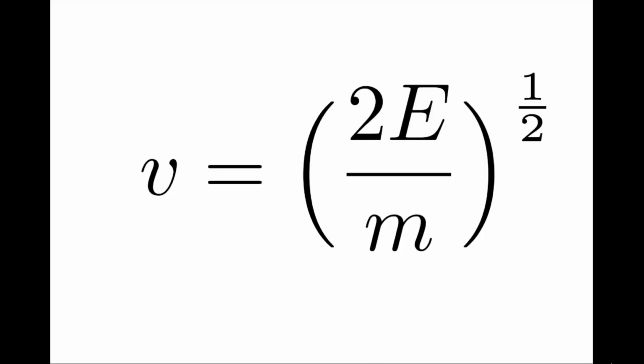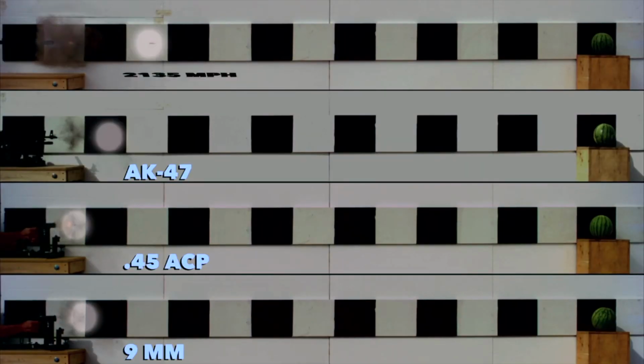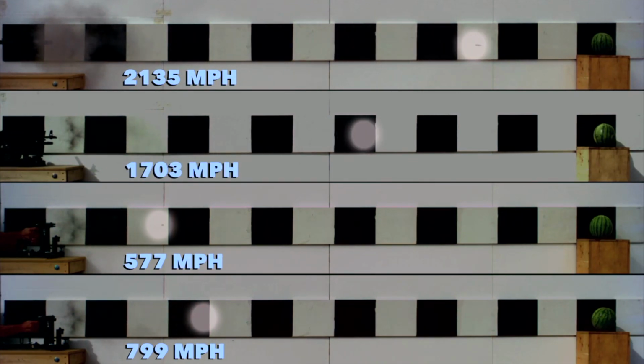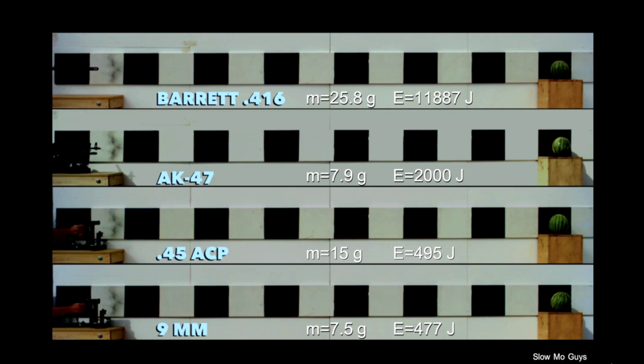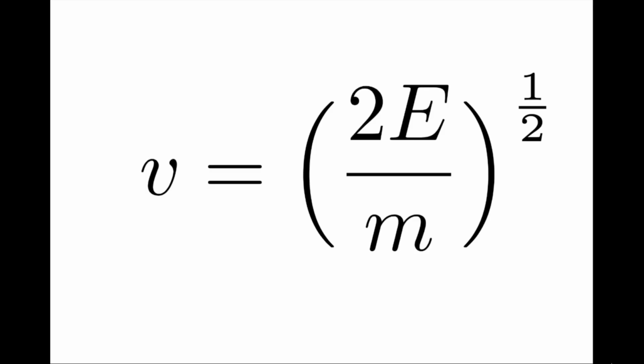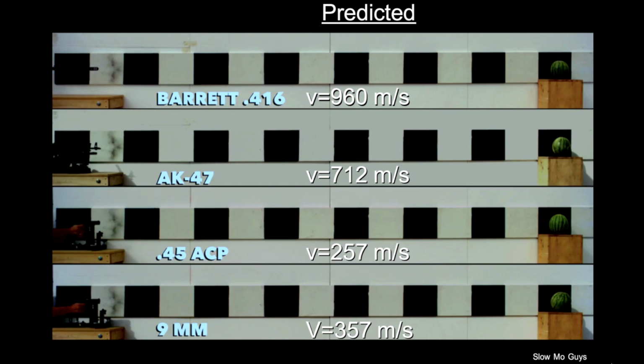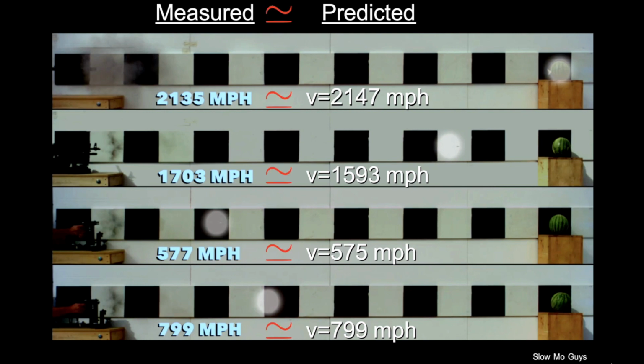We can check the validity of this formula by considering an experiment realized by the Slow Mo Guys, where they fired 4 different guns and measured the speed of the bullets. From the specification of each gun, we can know the masses of the bullets and the muzzle energies, keeping in mind that the actual values may differ a bit from these references. For each shot, we have a mass and an energy, so we can use the formula to predict the speed of each bullet. Here are the results in meter per second and in miles per hour. The comparison with the measured speed is pretty good.